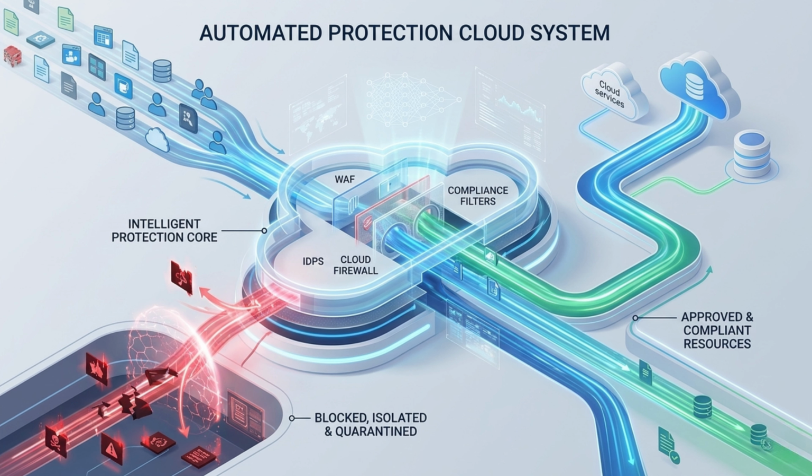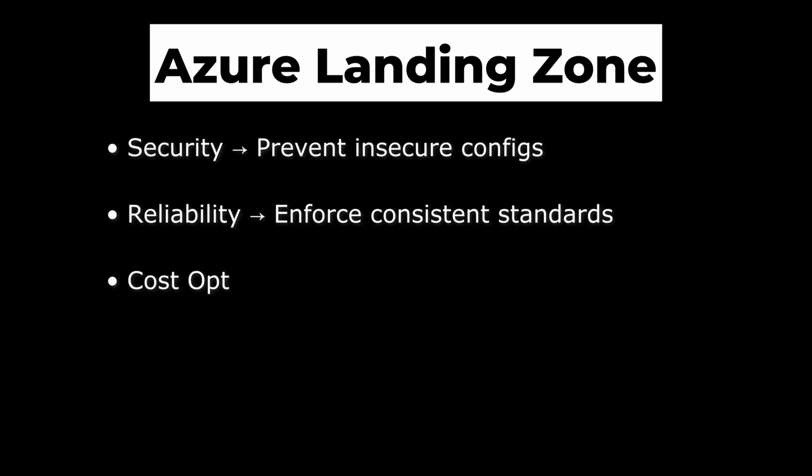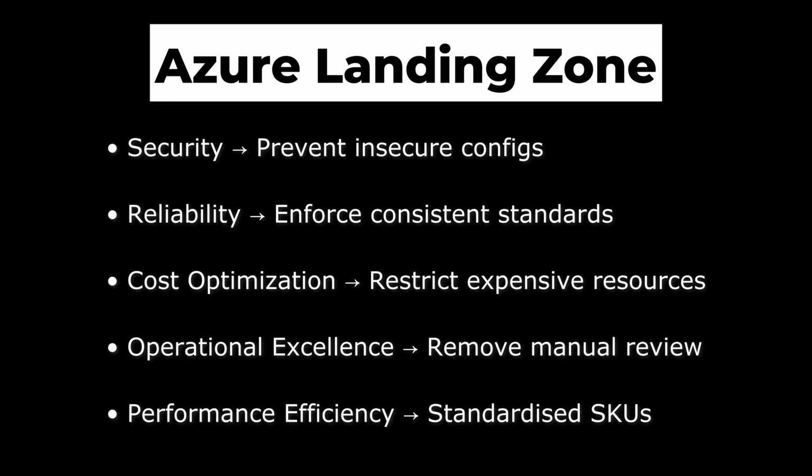Public database denied. Unapproved VM size rejected. Security: prevent insecure configs. Reliability: enforce consistent standards. Cost optimization: restrict expensive resources. Operational excellence: remove manual review. And in terms of performance efficiency, you have standardized SKUs. If bad deployments are possible, they will happen. A landing zone does not trust people to do the right thing, it makes the wrong thing impossible.